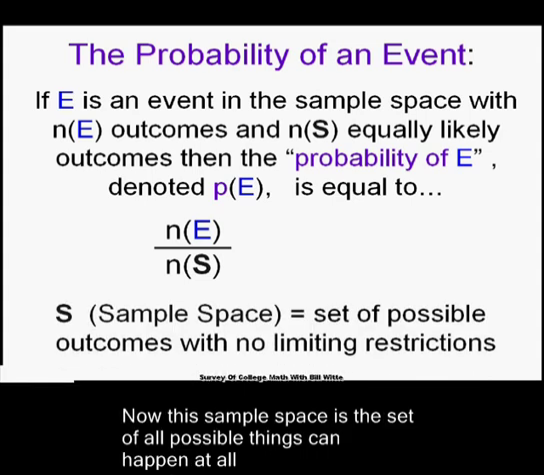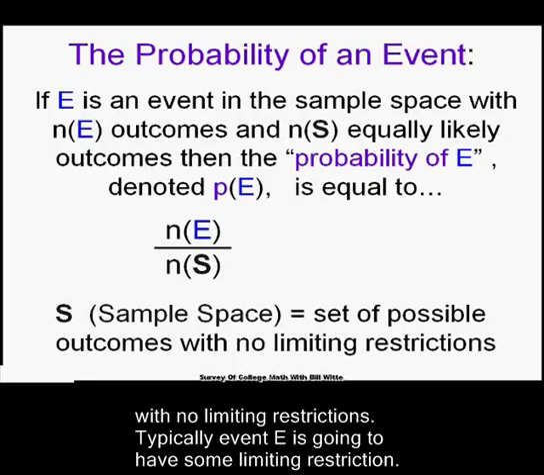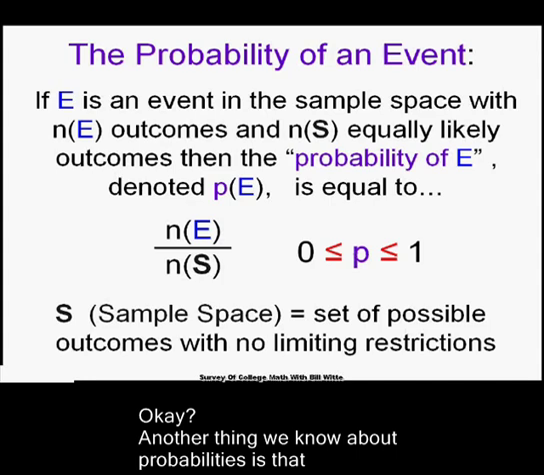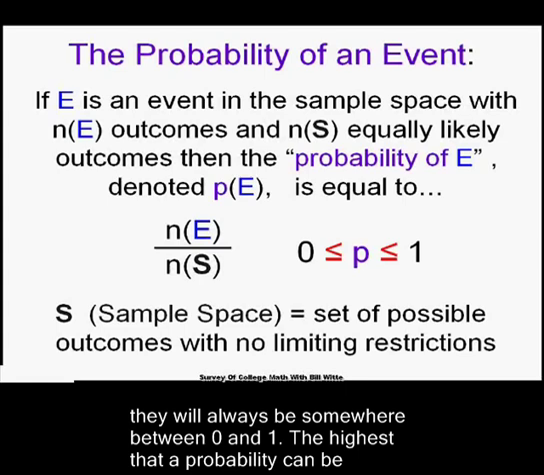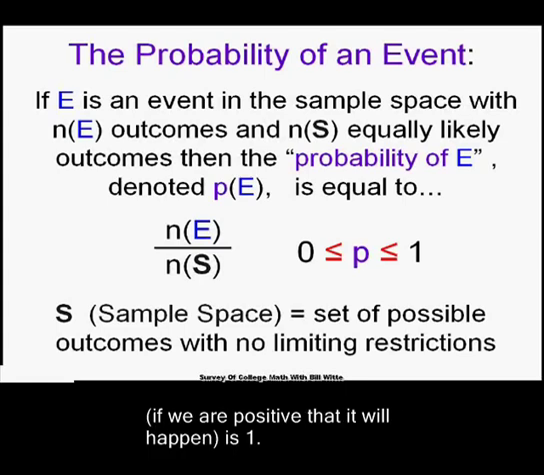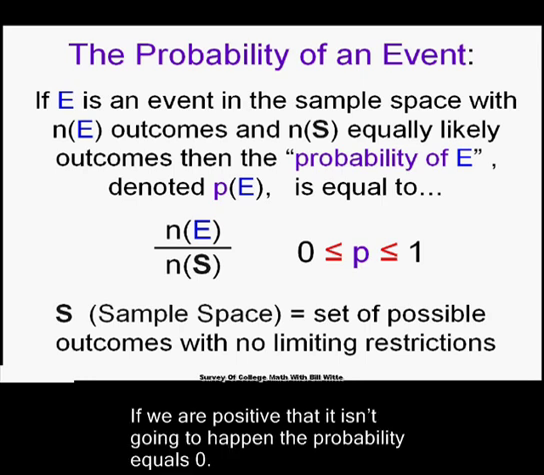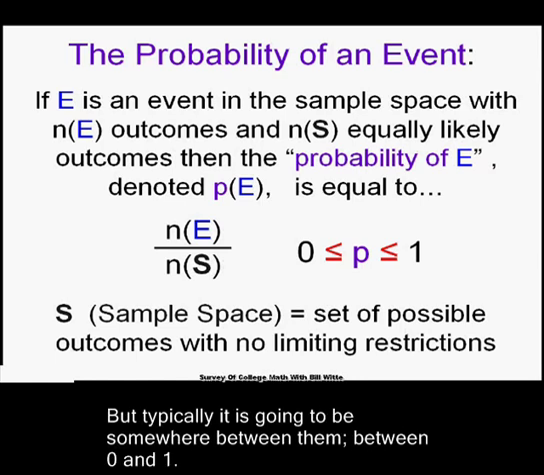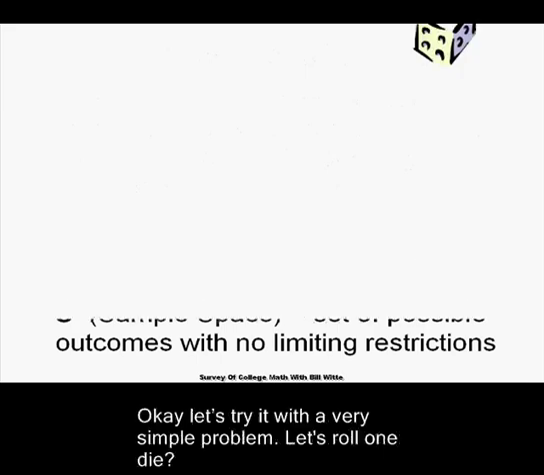Now, this sample space is the set of all possible things that can happen at all, with no limiting restrictions. Typically, E is going to have some limiting restriction. Okay? Another thing we know about probabilities is they're always going to be somewhere between 0 and 1. The highest a probability can be, if we're positive it's going to happen, is 1. If we're positive it isn't going to happen, it's 0. But typically it's going to be somewhere between 0 and 1. Okay? Allow me to demonstrate.